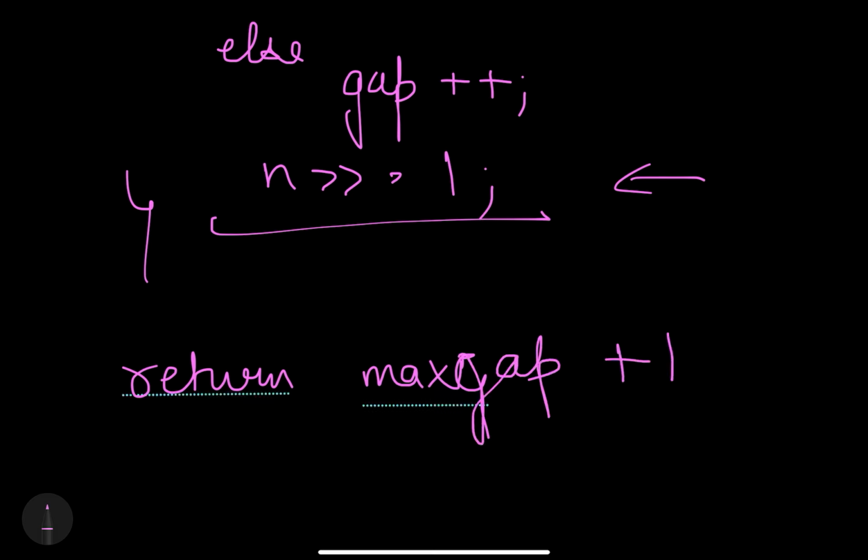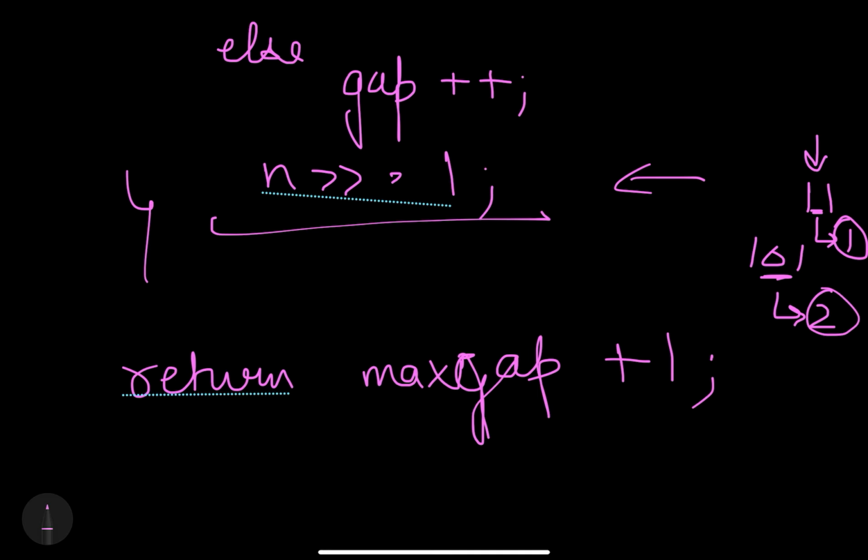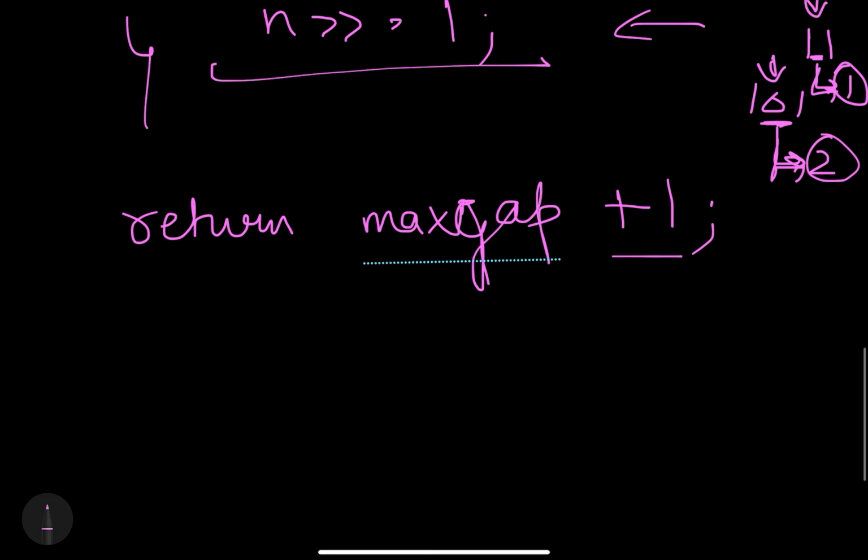plus 1, because if the gap was 1 here, we have to return 2. If the gap is 0, we have to return 1. Okay, so ideally here there is no gap of the bits, but the gap here is 1. Okay, here it is 1 gap, but the gap here is 2 ideally according to our question. So that's why we will do this plus 1, and that's it.